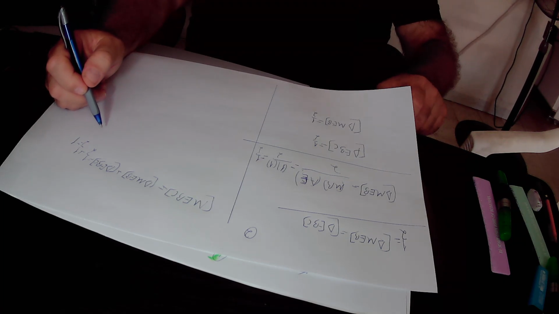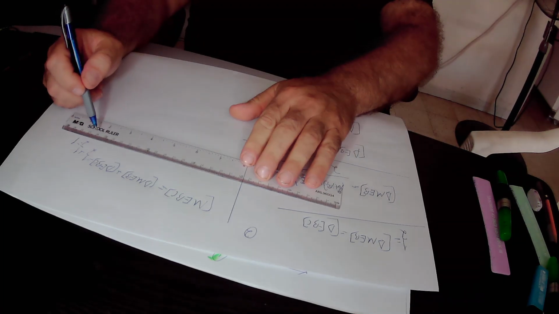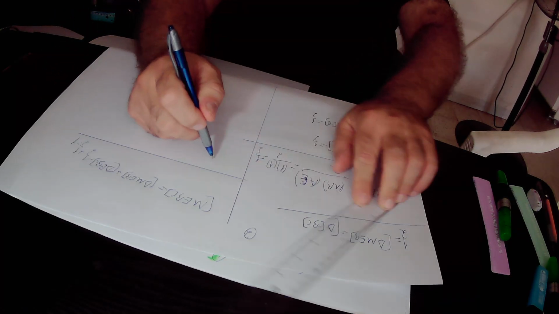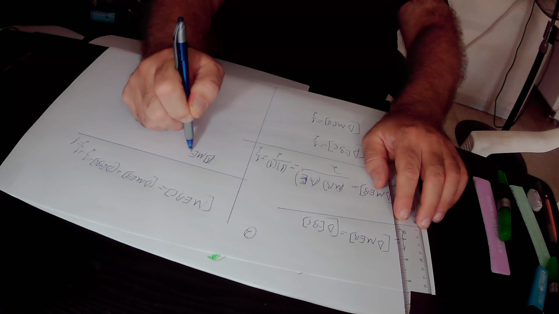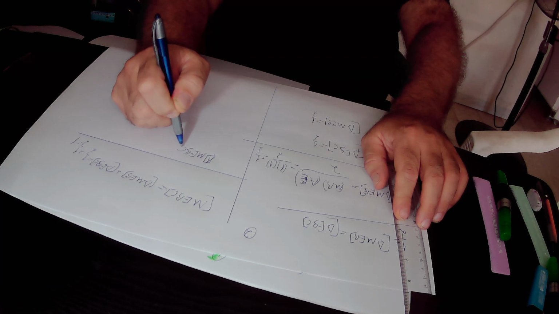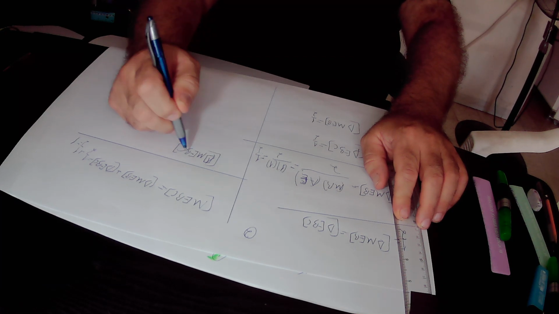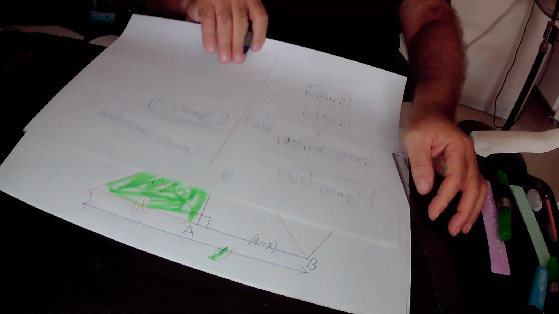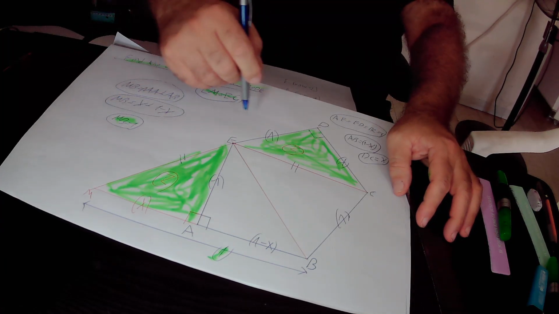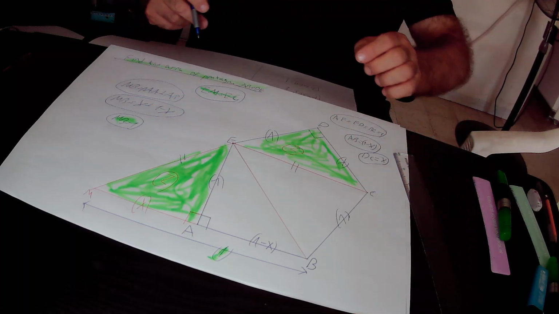So in total, we have found out that the area of the big quadrangle MEBC is equal to 1 square unit. The area of this big quadrangle MEBC is equal to 1 square unit.